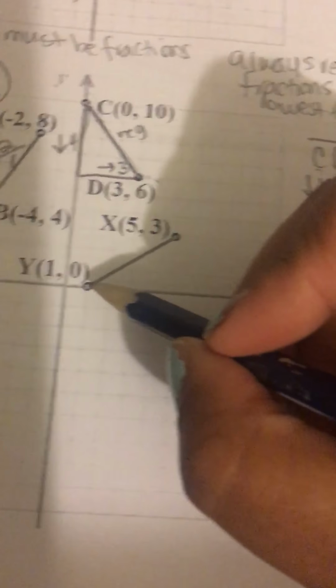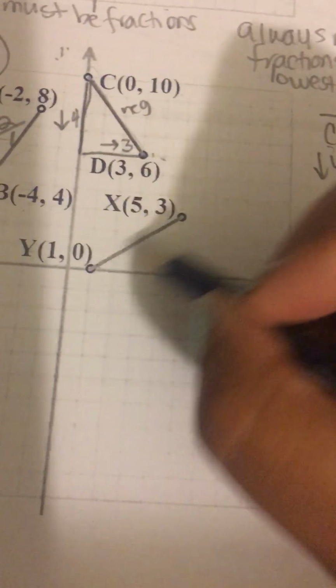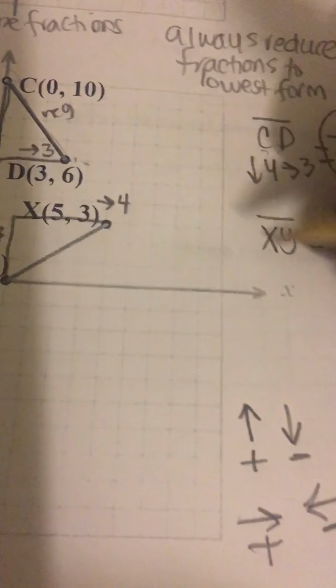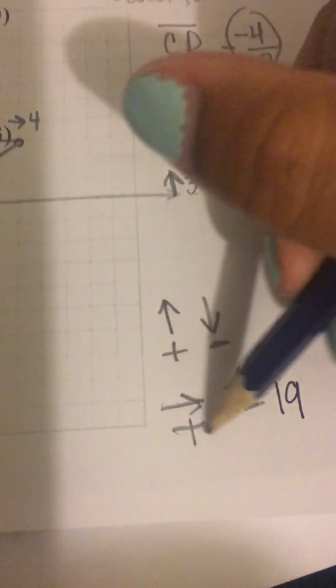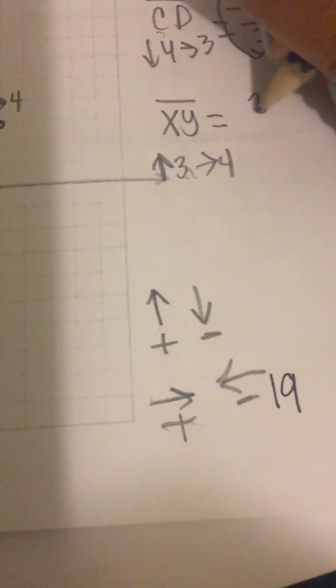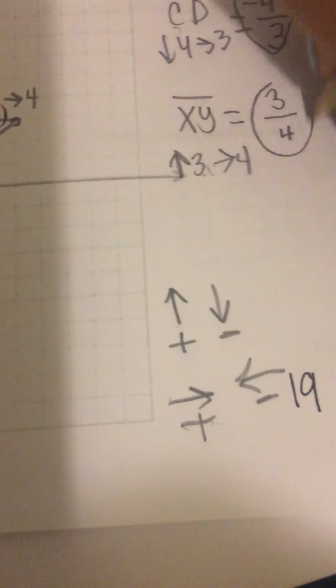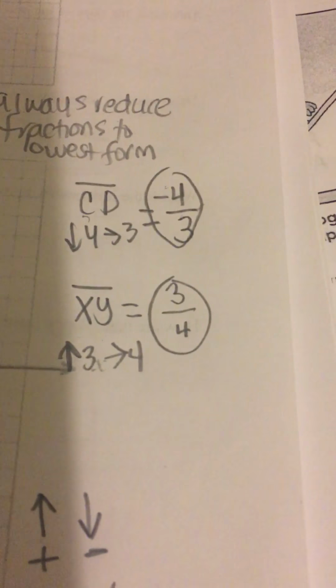Now if we look at XY, looking from left to right, we're actually going to be starting from Y to X really. And I'm going to subtract first. Well, not subtract. I keep forgetting. I'm going to count up 3. And to the right 4. So XY goes up 3 and to the right 4. So these are both positive. So rise over run. So that is our slope.